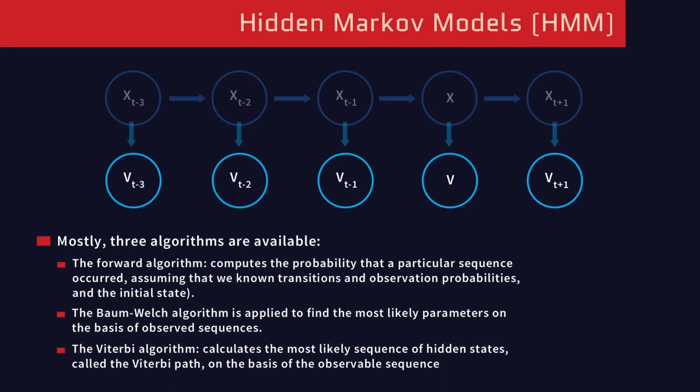The three algorithms that are available and applicable to hidden Markov models are the forward algorithm, which computes the probability that a particular sequence occurred, assuming that we know the transitions and observation probabilities, as well as the initial state. The Baum-Welch algorithm, which is applied to find the most likely parameters on the basis of observed sequences. And finally, the Viterbi algorithm, which calculates the most likely sequence of hidden states, called the Viterbi path, on the basis of the observable sequence. This is the one that is usually used when generating new sequences.